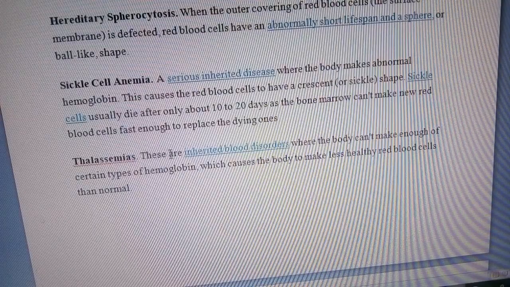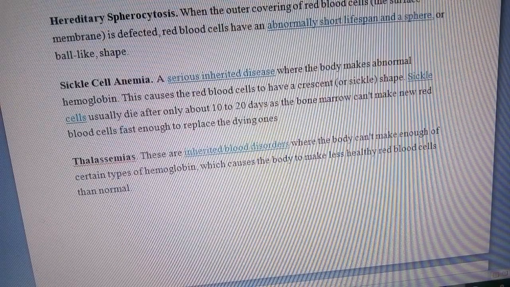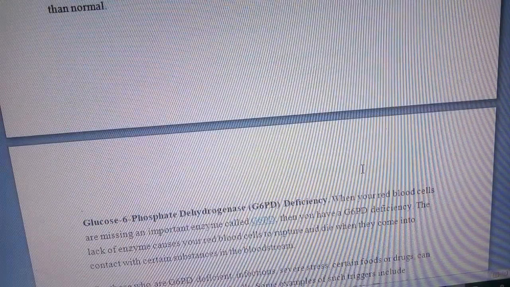Thalassemia is an inherited blood disorder where the body cannot make enough of certain types of hemoglobin, which causes the body to make fewer healthy red blood cells than normal.